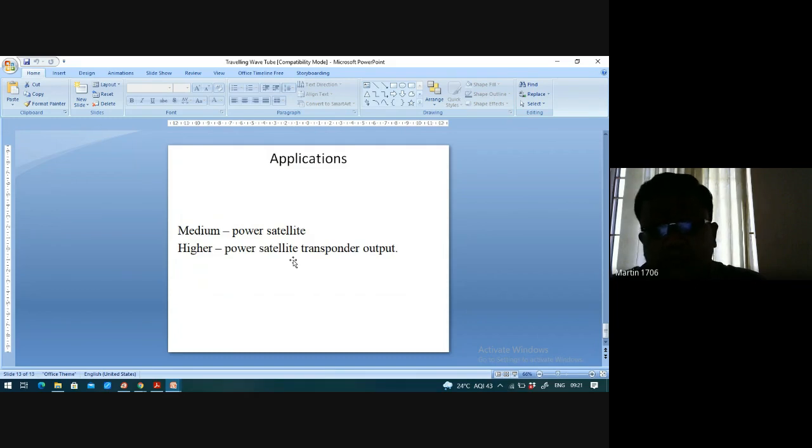Okay, so the application for this is satellite communication. For medium type, it is used for power satellite, and higher, it may be used as a power satellite transponder output. Okay, so this is the application of TWT.